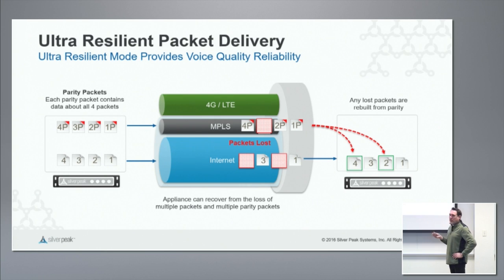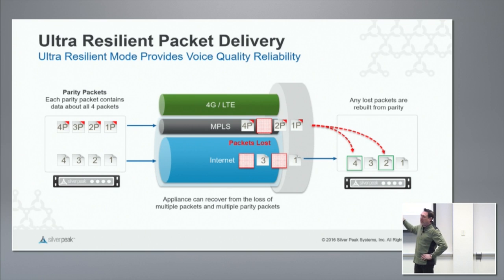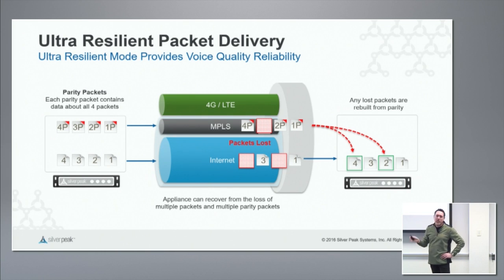Another way that you could choose to approach this problem is that you put all 4 packets on the internet link and all 4 packets on the MPLS link, not using parity, just copying the packets. The problem with that is if you lose packet 1 on both links, you've lost packet 1. Because we're doing forward error correction across the bonded tunnel, we've got much more resiliency than a simple copy-each-packet scheme.